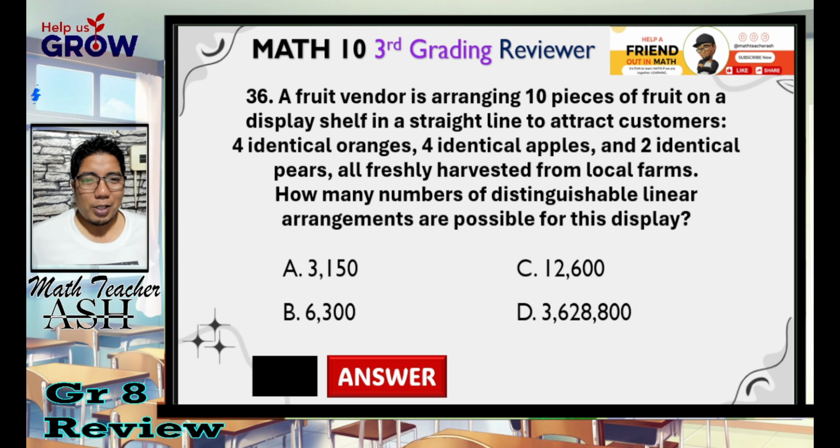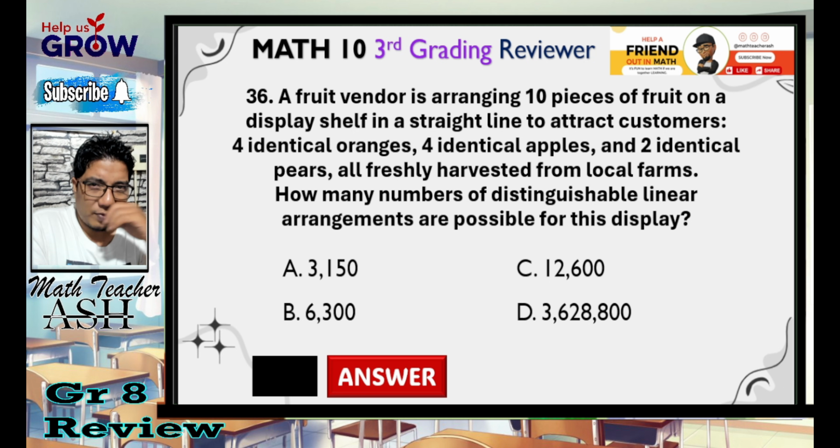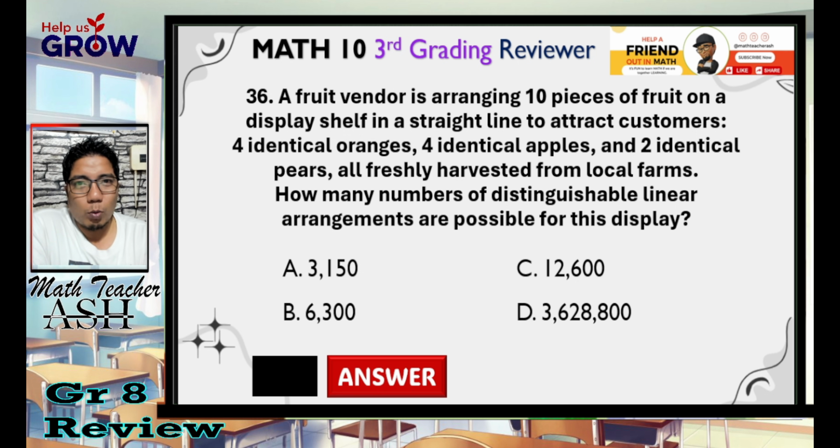Alright, my dear math learners, this is an example of distinguishable permutation in which you have the n, which is 10, and that would be 10 factorial over 4 factorial times 4 factorial times 2 factorial, because those are the numbers with identical things or objects. So that is orange, apple, and pears.